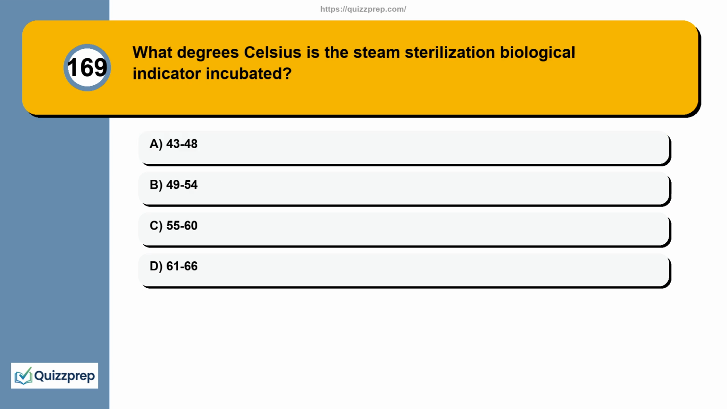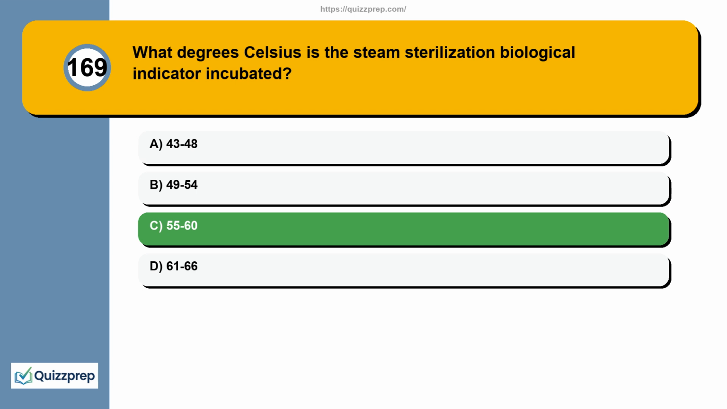Question 169. What degrees Celsius is the steam sterilization biological indicator incubated? Option A, 43 to 48. Option B, 49 to 54. Option C, 55 to 60. Option D, 61 to 66. The correct answer is option C, 55 to 60.